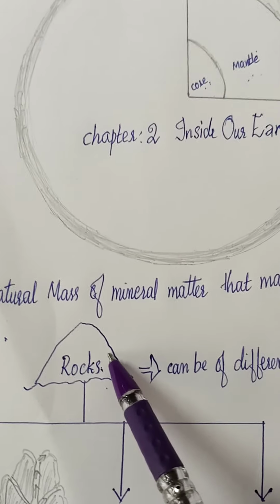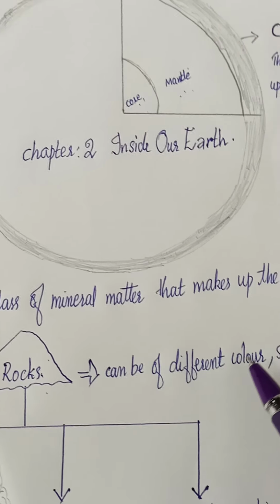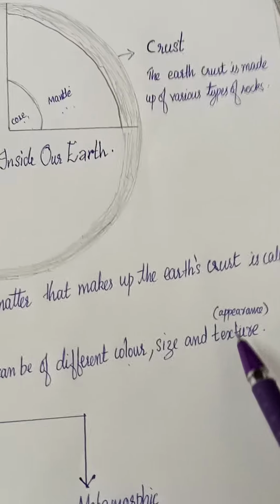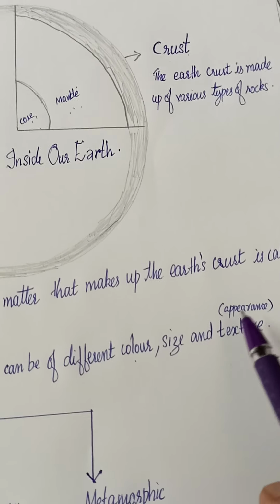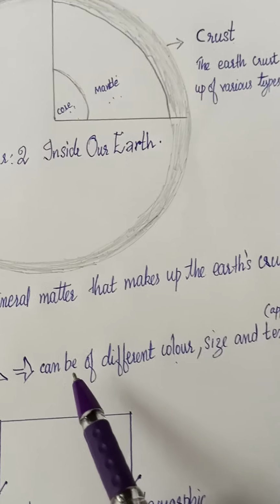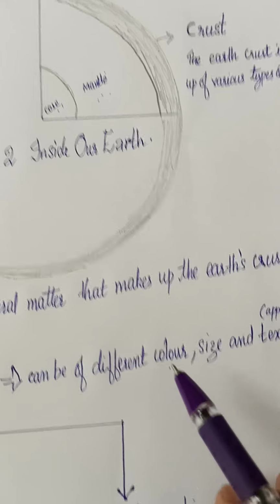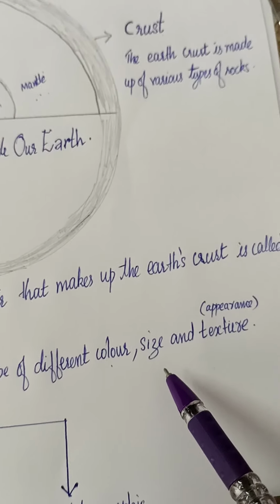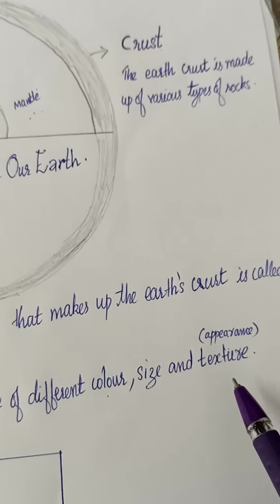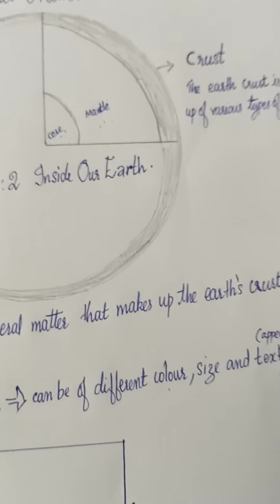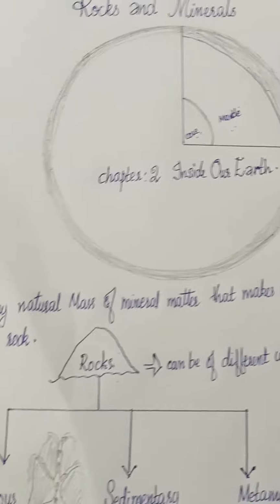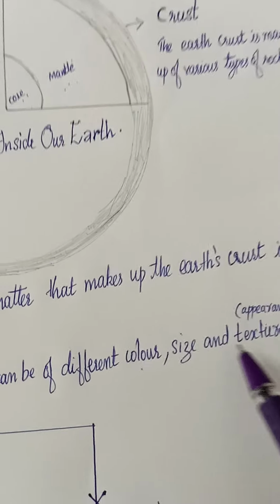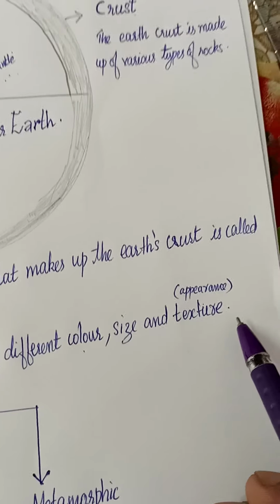This rock can be of different color, size and texture. Texture here means the appearance of the substance. Sometimes you may see big or small rocks, of different colors and sizes, and with different types of appearance. So rocks can differ in color, size and texture.